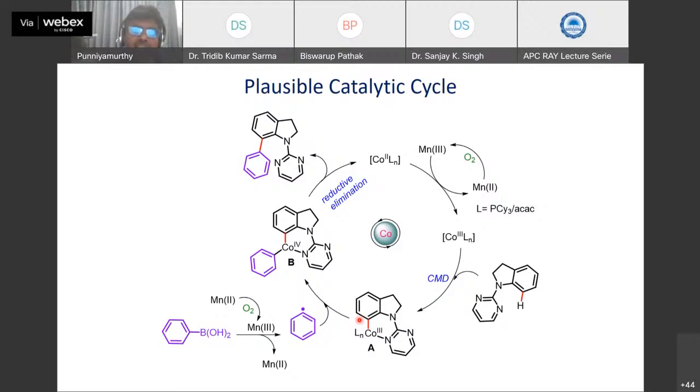So as you can see here, this is readily available, and this you can also easily make. You can make the cobalt acetylacetonate complex, and manganese 2 acetate is also commercially available. You use air as the oxidant, and using all these readily available catalysts and oxidizing agents, you will be able to introduce the aryl system at the benzenoid C7 position. Then you can also remove this pyrimidyl directing group, as I just mentioned, using sodium hydroxide. Then you can oxidize the indoline into indole using DDQ to have the 7-aryl indole as the product.